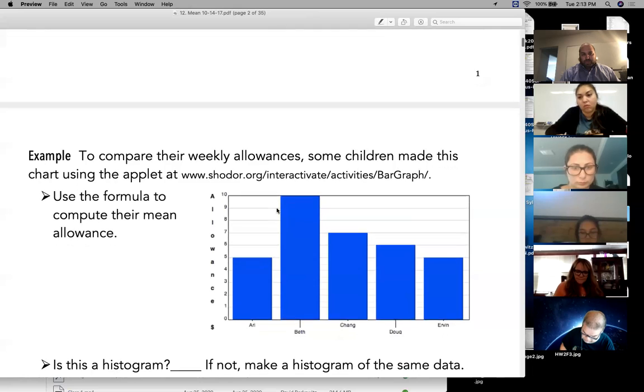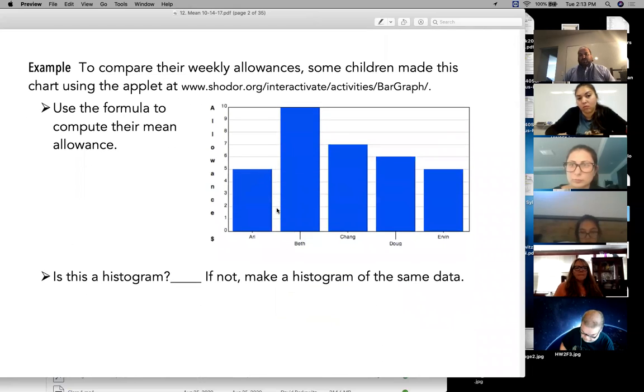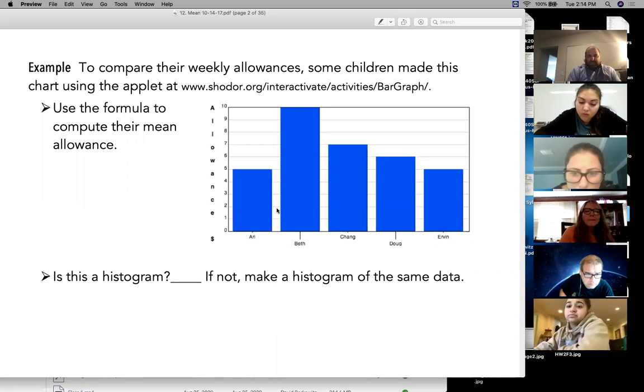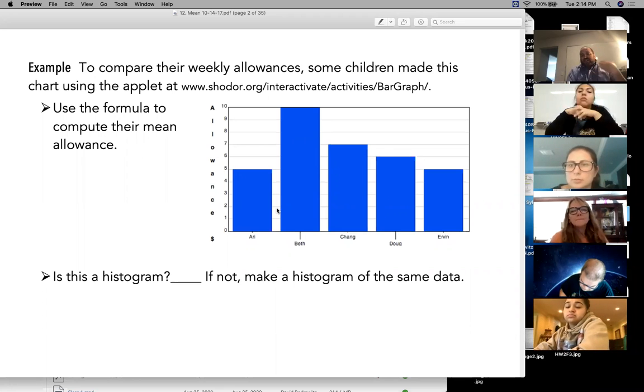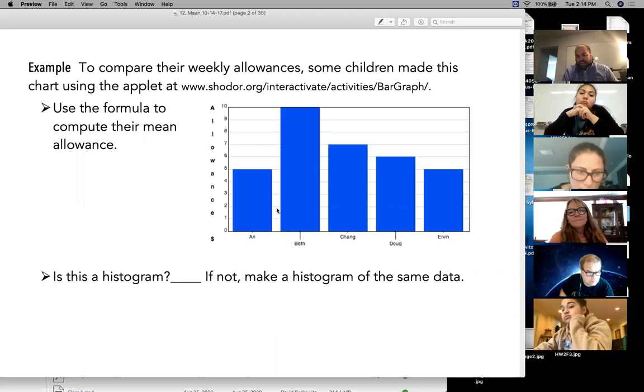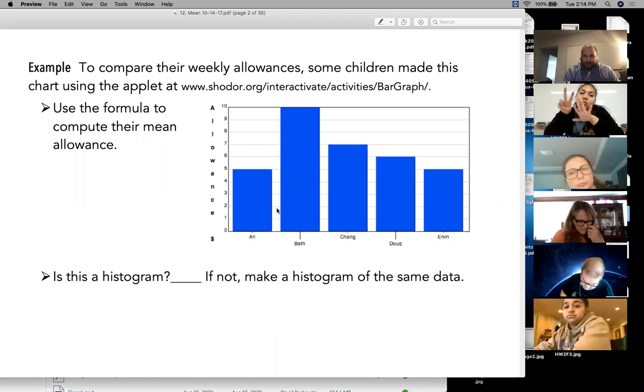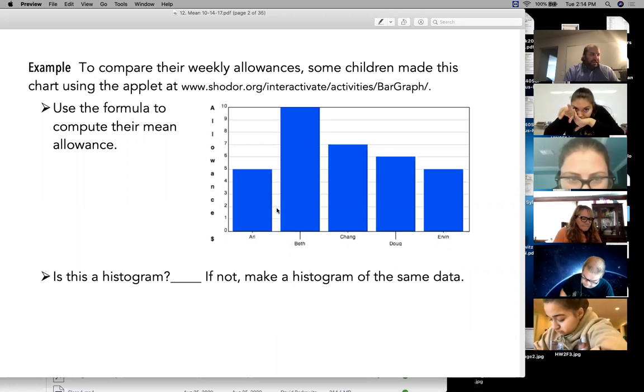So let's do an example. To compare their weekly allowances, some children made this chart using an applet. Ari makes how much money per week? What's Ari's allowance every week? $5. And what is Beth's allowance every week? $10. And so on for Cheng, Doug, and Irvin. So the question is, what is the mean allowance?